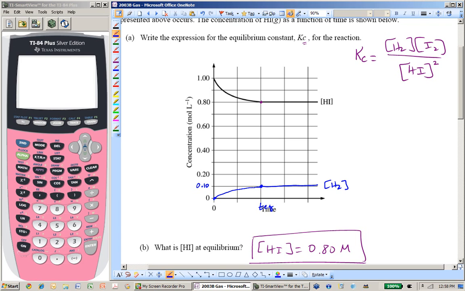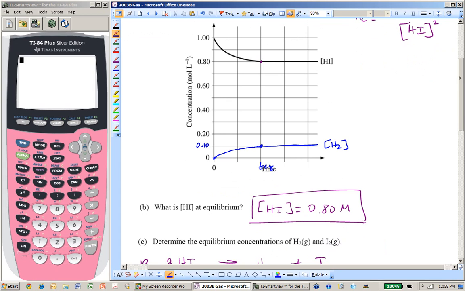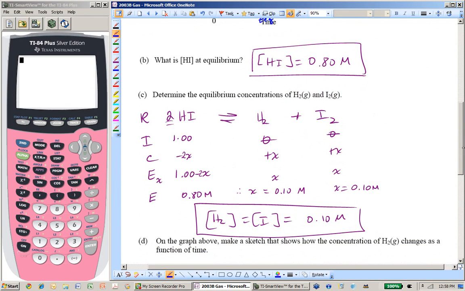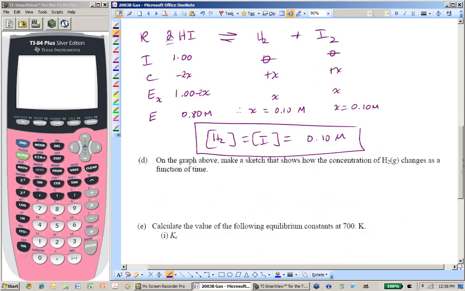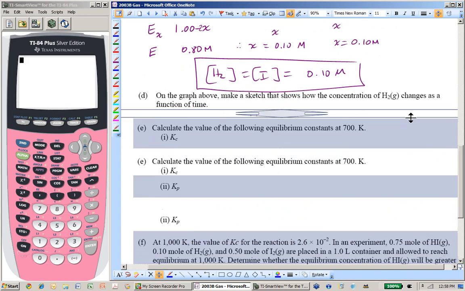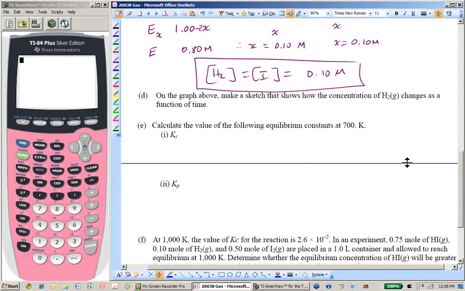I'm going to do this. You didn't have to do that, but I just want it to be clear in case I've got to do something else with this. So easy enough. I got that done. All right, then what? Calculate the value of the following equilibrium constants at 700 K. Rearranging my paper a little bit here.